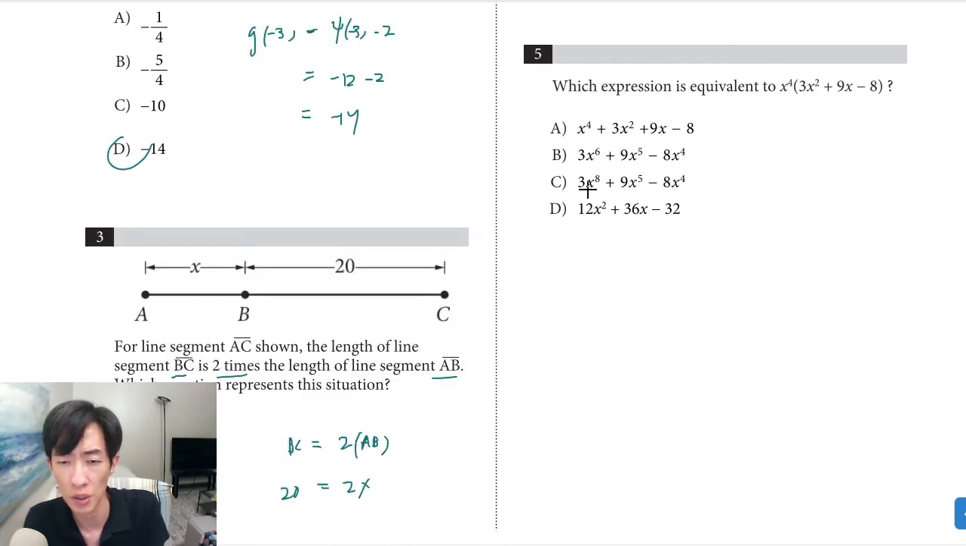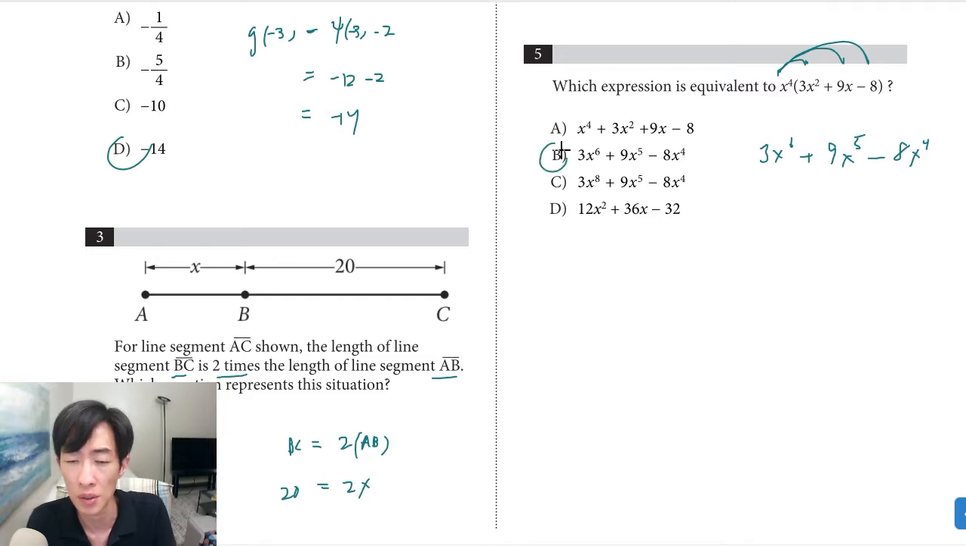Question 5, which is equivalent to this? So really just be very careful when you multiply this out. So x to the 4th times 3x squared is going to be 3x to the 6th. You add the exponents. 1 times 9, this is going to be 9x to the 5th. Add the exponents again, minus 8 times x to the 4th is just minus 8x to the 4th. So all that means is choice B is the answer.